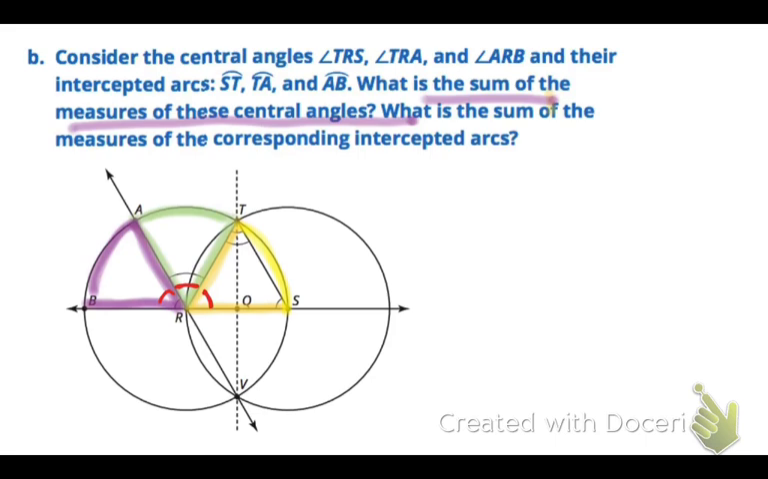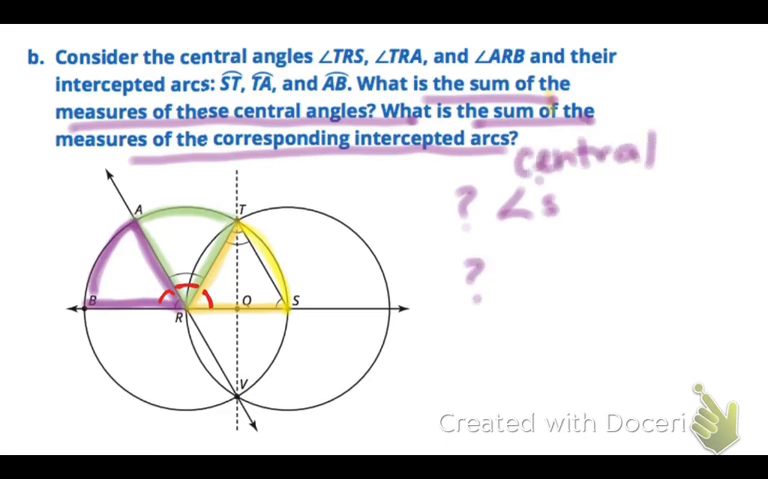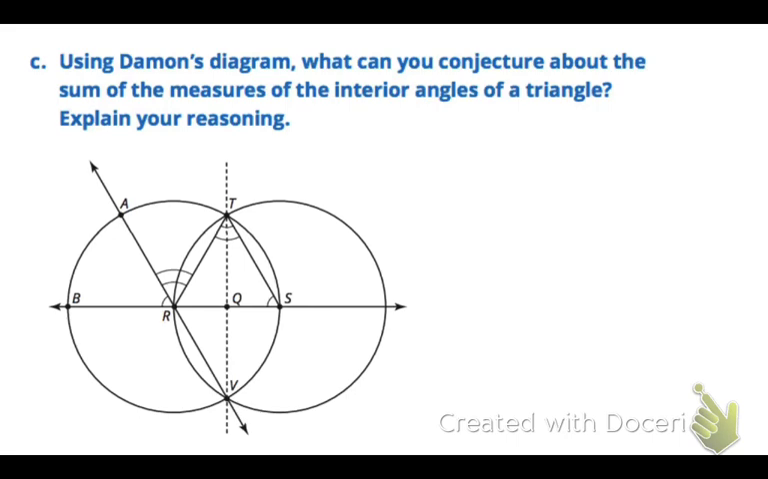So first I want to know the central angles, and then they're asking you, what is the sum of the measures of the corresponding intersected arcs? So you're going to go ahead and tell me what's the sum of your central angles, and then what's the sum of your arcs corresponding to those central angles. So now using what we've been going over from part B, they're asking you to make a conjecture about the sum of the measures of the interior angles of a triangle. So now I need you to tell me what is the measurement of the interior angles of a triangle and how do you know. Don't just tell me 180 degrees. Everybody knows it's 180 degrees. I want you to tell me why.